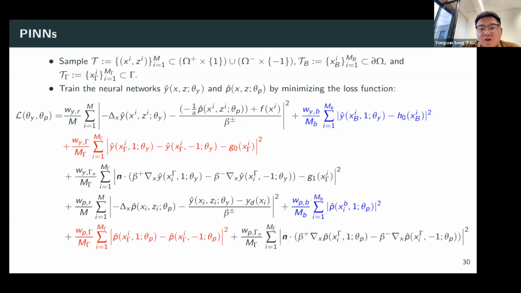And this is the loss function in PINNs. This loss function is formulated by combining all the residuals in the first order optimality system together. The blue parts are the boundary conditions of y and p, and the red parts are the interface conditions of y and p. So there are 8 weights that should be selected.